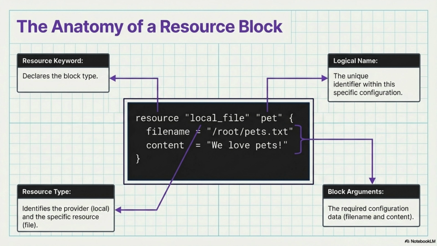The anatomy of a resource block. Now we get into the core concept. Everything in Terraform revolves around resource blocks. Take a look at this example. You'll notice 4 key parts: the resource keyword, the resource type, a logical name, and arguments. This structure is your blueprint. Whether it's a file, a server, or a database, everything follows this same pattern.